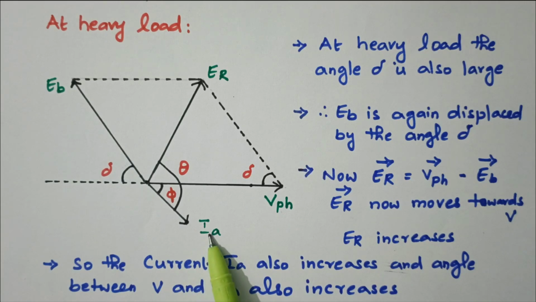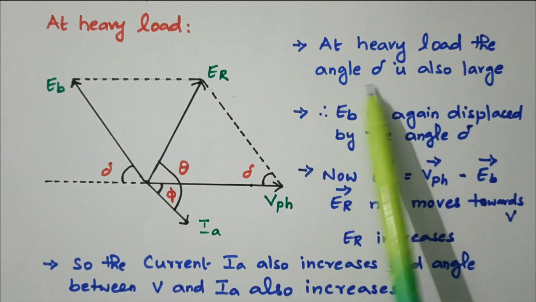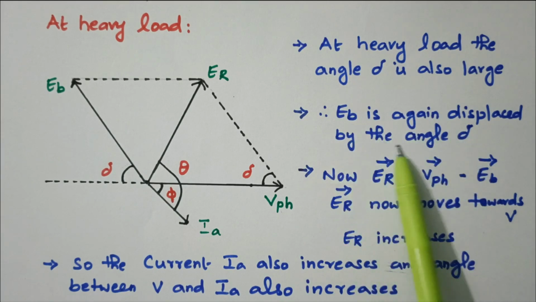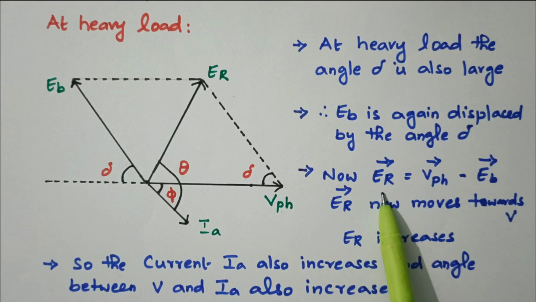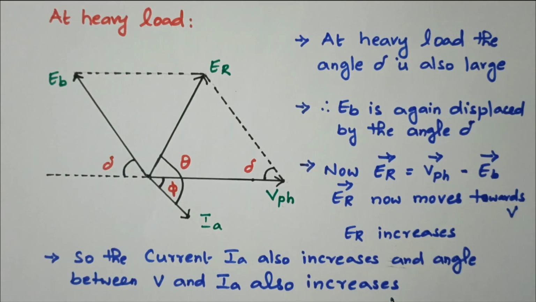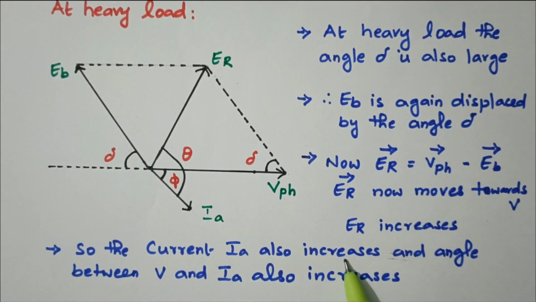The angle between IA and ER is theta. IA and V phase is phi. What we discussed earlier is the same, but the only thing is this angle is more. EB is again displaced by an angle of delta. Now the resultant voltage ER equals V phase minus EB. ER now moves, the voltage ER increases. So the current IA also increases, and the angle between voltage V and IA also increases.